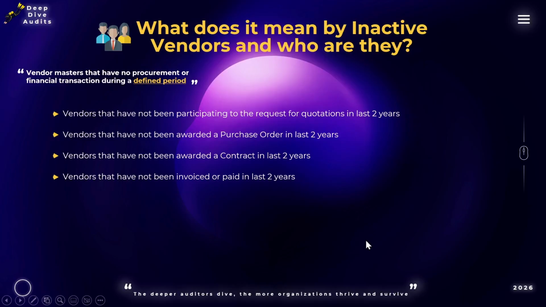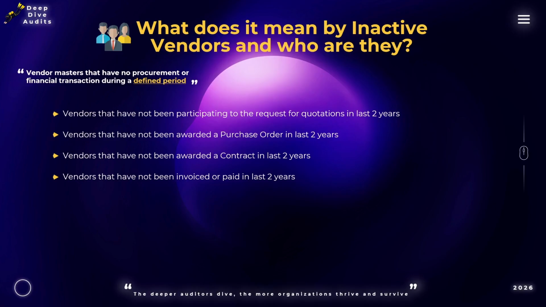Easy, right? So if all four signs are present, then it means that vendor or list of vendors are inactive in your system, considering that those have not been marked with a deletion flag or blocked for posting or purchasing purposes.